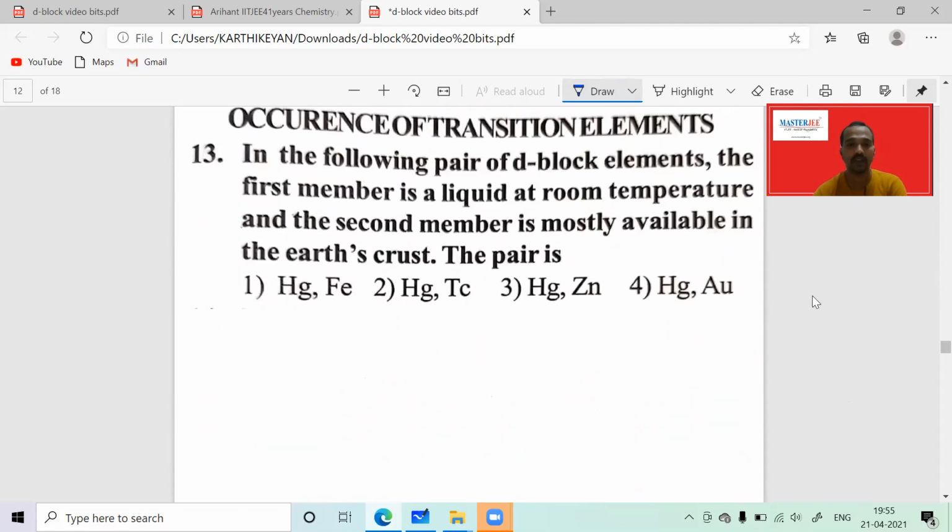Next, coming to the next point. In the following pair of d-block elements, the first member is liquid at room temperature, and the second member is mostly available in the earth crust. What pair of elements are they asking? The pair of elements are mercury and iron. Mercury is a liquid at room temperature. Iron is found in the earth crust. So this is the answer.